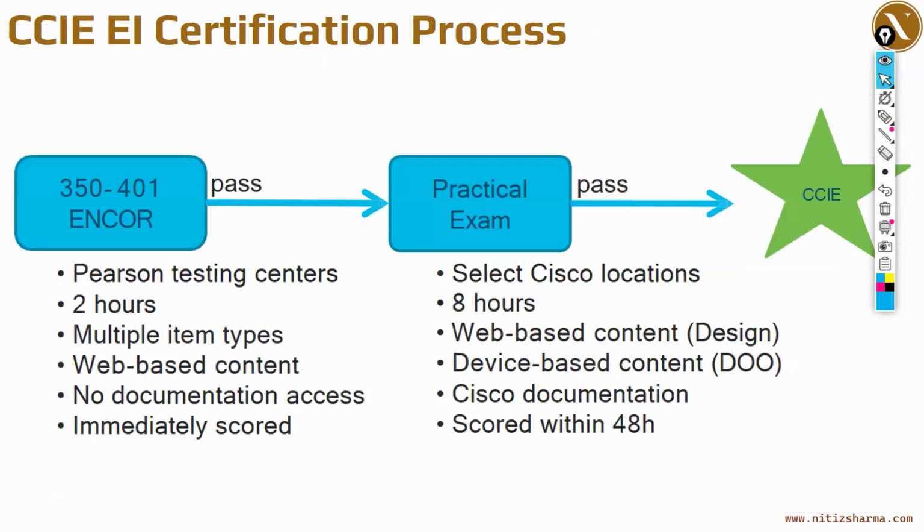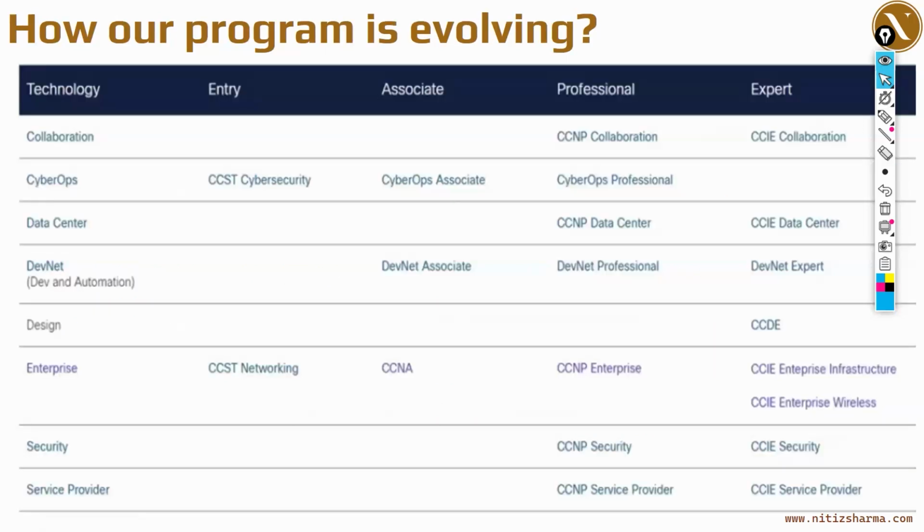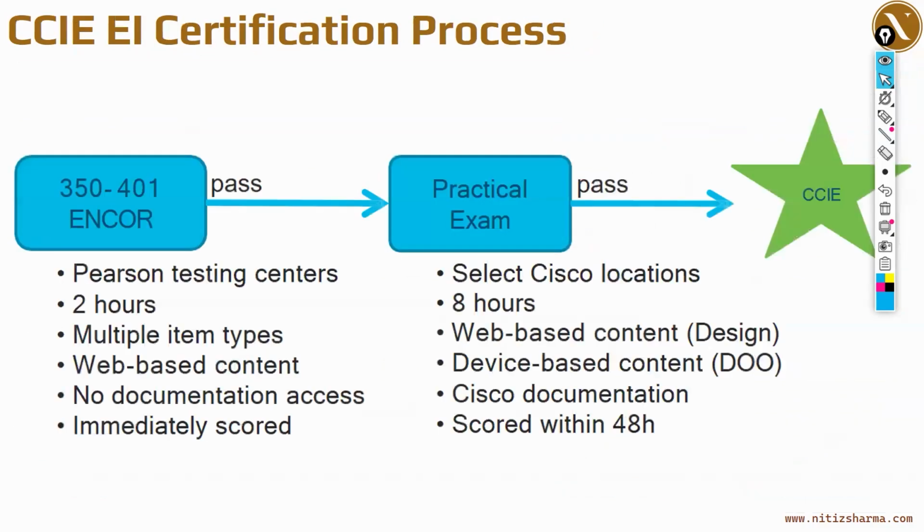So yeah, we are done with this slide also. If you go to cisco.com, you can find all these details, right? These are screenshots from there only. This is the certification process I just explained. First you need to get your written exam for CCIE, then you need to go for your lab or practical exam. If you're done with both, then you'll get your CCIE number.